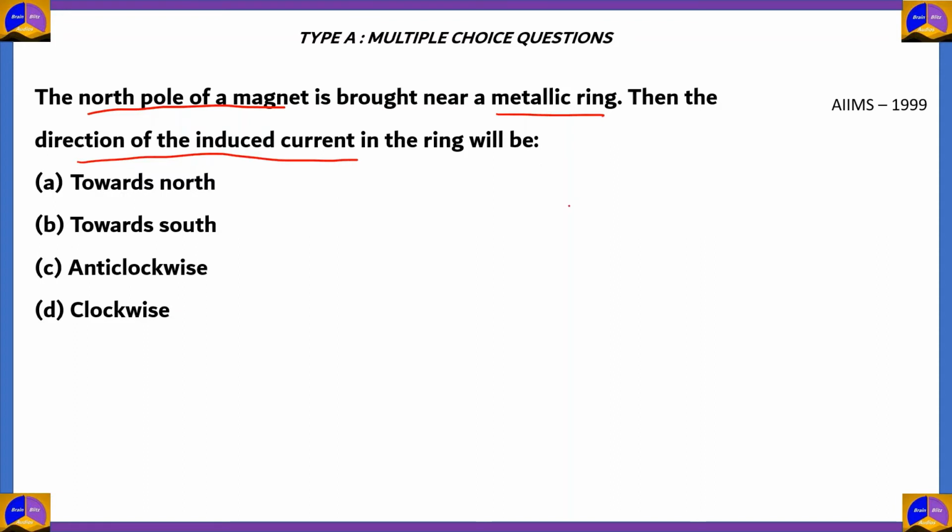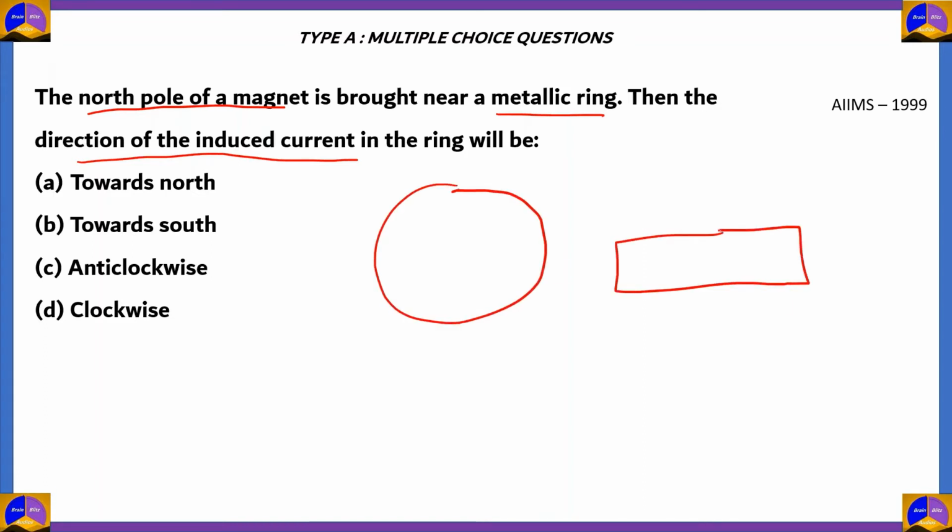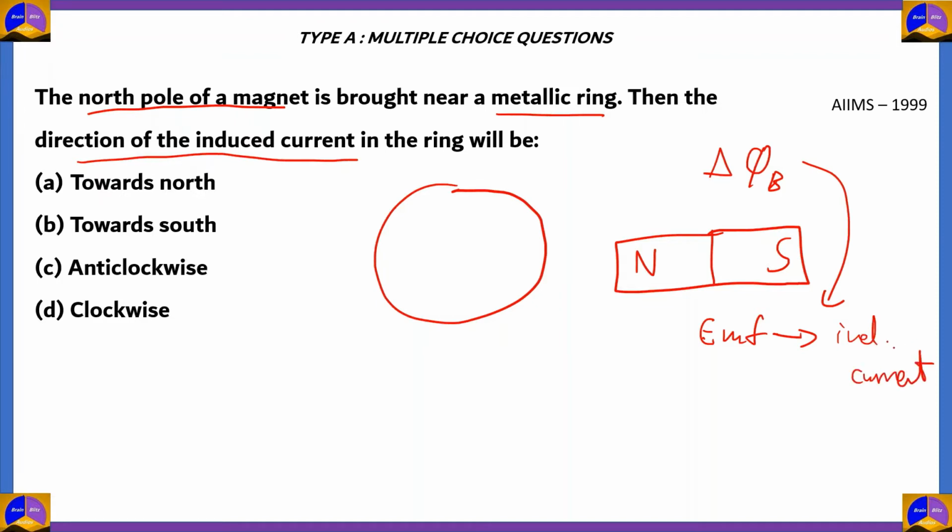Let's look at our scenario. So we have a metallic ring and a magnet is moved near to it. The north side of the magnet is facing the metallic ring. So when a magnet is moved towards a metallic ring, there is a change in flux. So change in flux produces EMF, which also produces induced current. So in order to find out the induced current's direction, we use the right hand thumb rule.